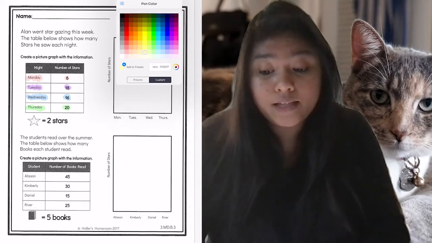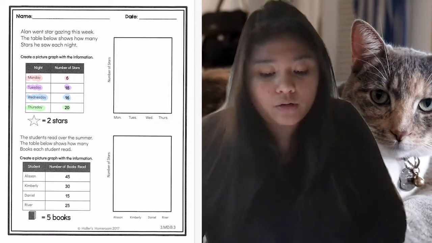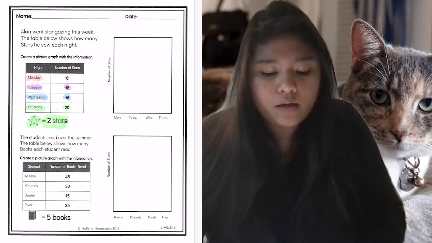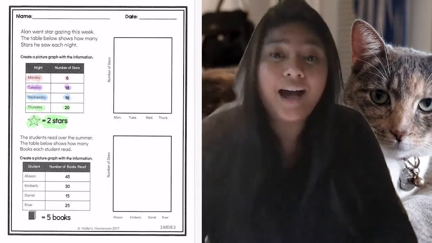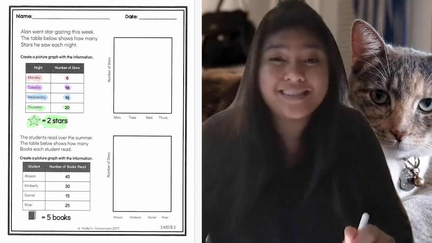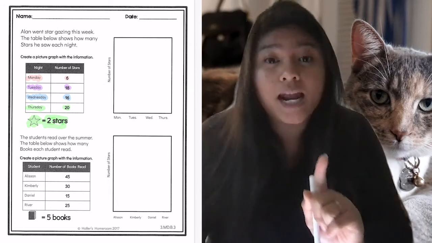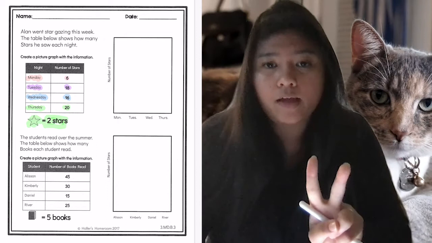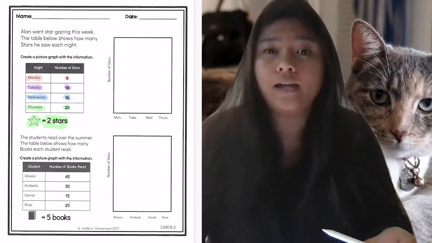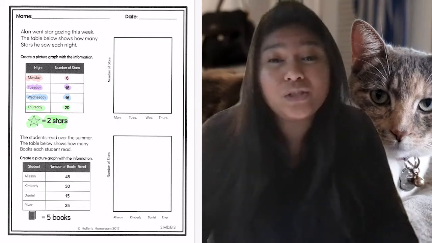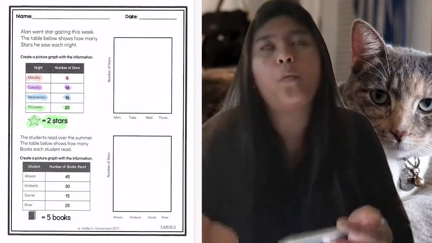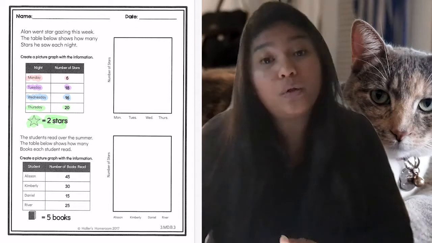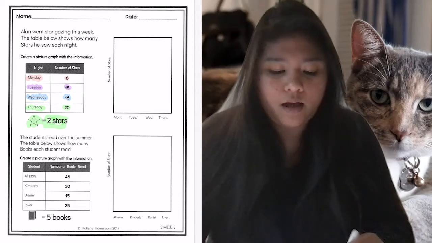Good. So you should see that one picture of the star actually means 2 stars. Okay. So I know that this is a scaled pictograph because one picture or one symbol doesn't just mean 1 star, it means 2 stars. Okay. So we're going to have to use our skip counting to be able to figure out how many stars Alan saw that night, and then we represent it in the graph using this key.